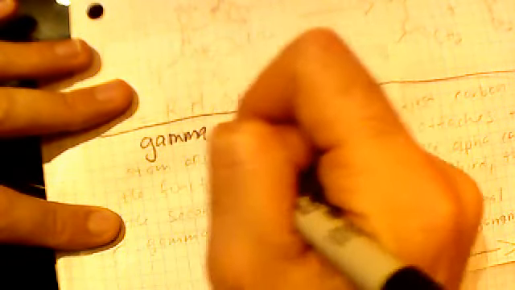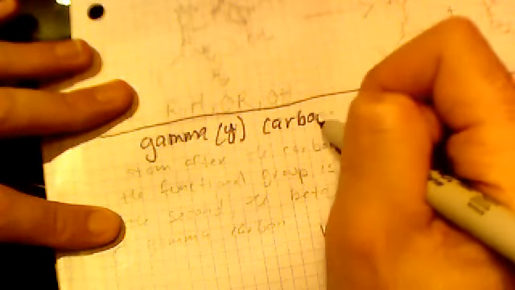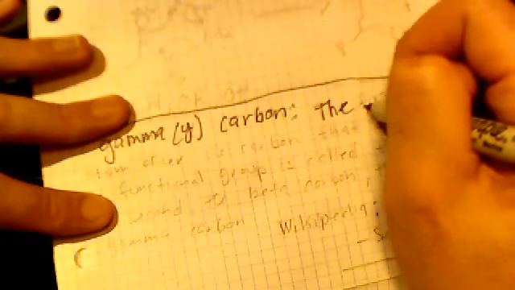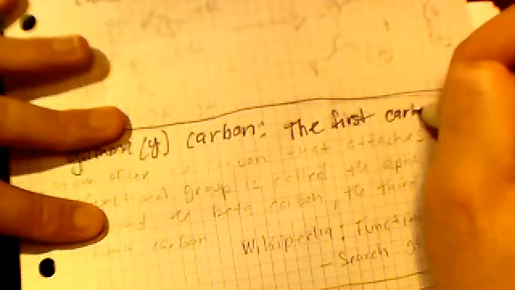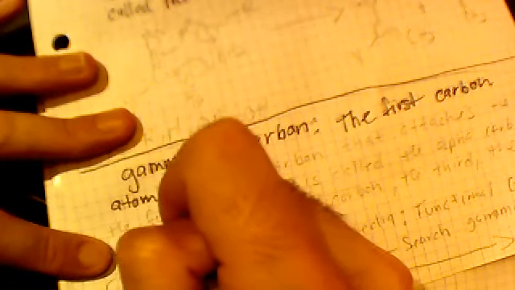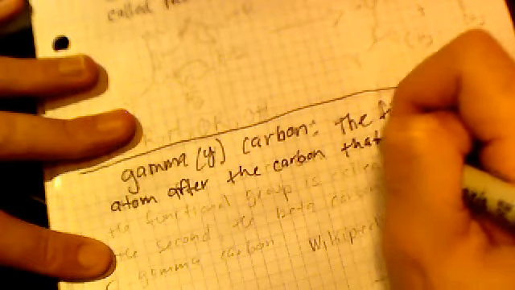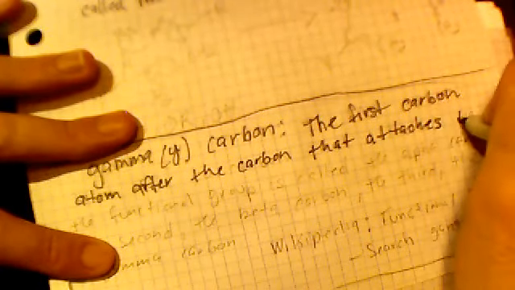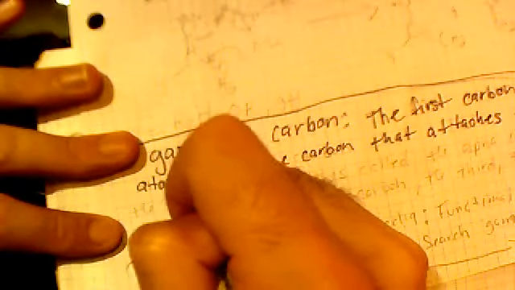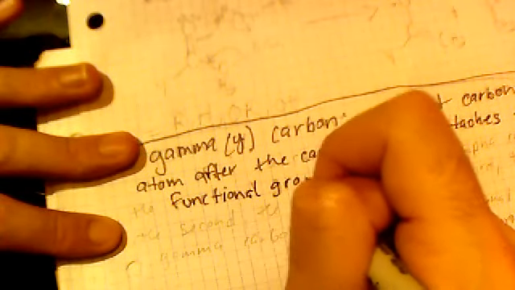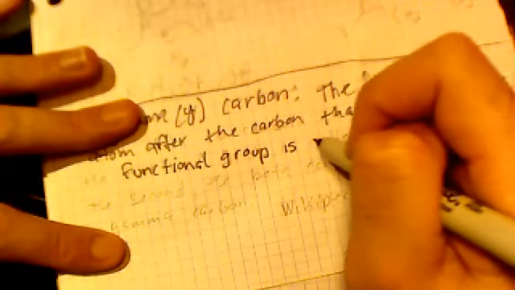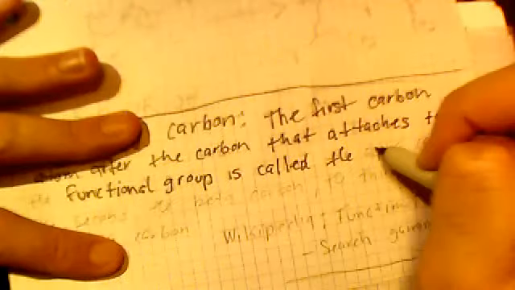Okay, before I do the McLafferty rearrangement mechanism, there was a little bit more background information. I went and looked up, I didn't know what a gamma carbon was, and it's kind of important. So, gamma, symbolized by that gamma, carbon. Okay, so it says the first carbon atom after the carbon that attaches to the functional group, which in this case is the carbonyl ketone, is called the alpha carbon.